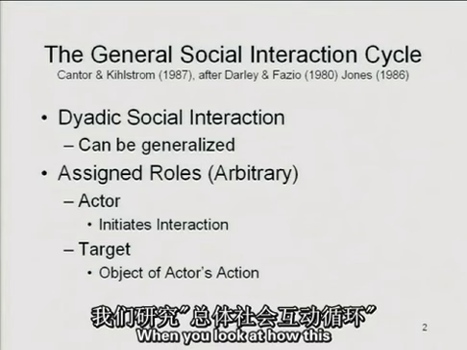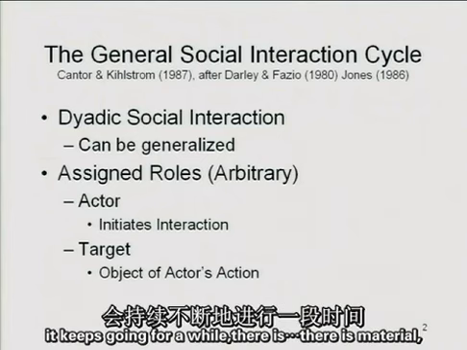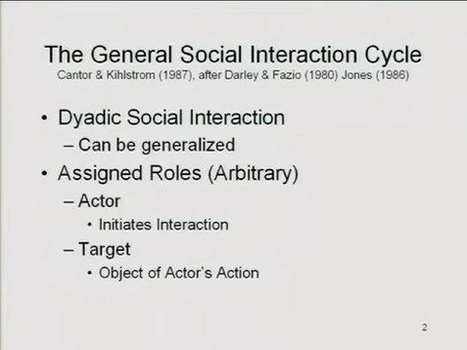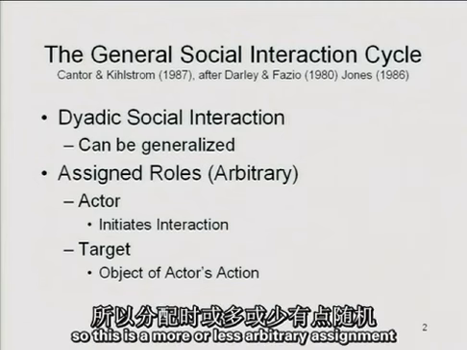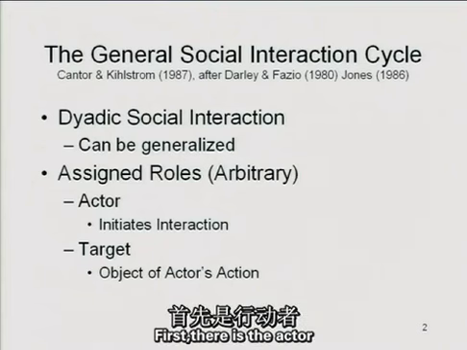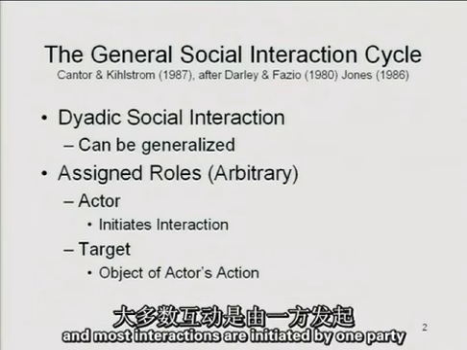When you look at how this general social interaction cycle operates, it's a cycle. It keeps going for a while. There are things that are exchanged between the participants in the cycle, and we assign the participants to one of two roles, and this is a more or less arbitrary assignment, though it's not completely arbitrary. First, there is the actor who has the role of initiating some interaction.